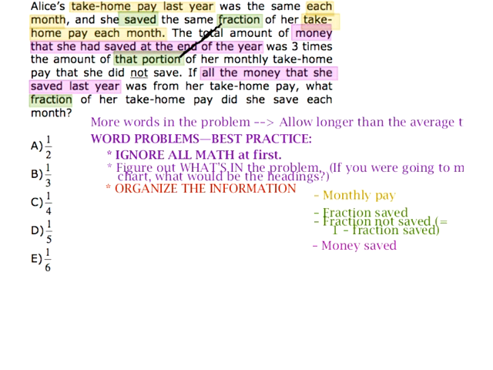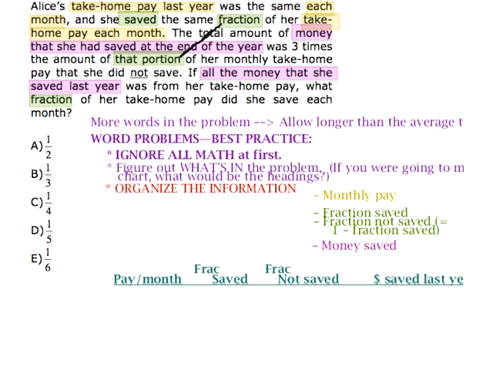So monthly pay per month, fraction saved and not saved. And then we have saved last year. And then this is going to be a fraction. This is also going to be a fraction. I mean, that's a pretty primitive device, but there it is. It's a device. It's an organizational device.